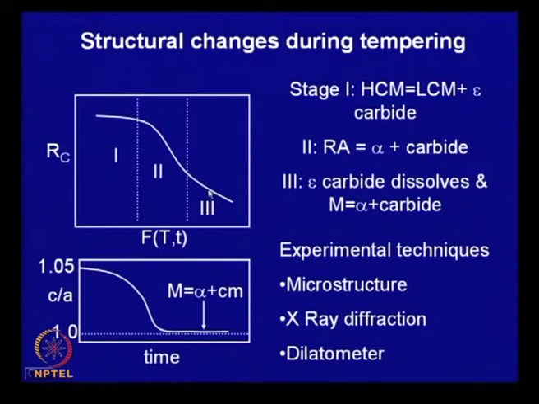If you continue to temper further, this cementite will grow and it can become very large at a higher temperature, which can be very easily seen under an optical microscope.